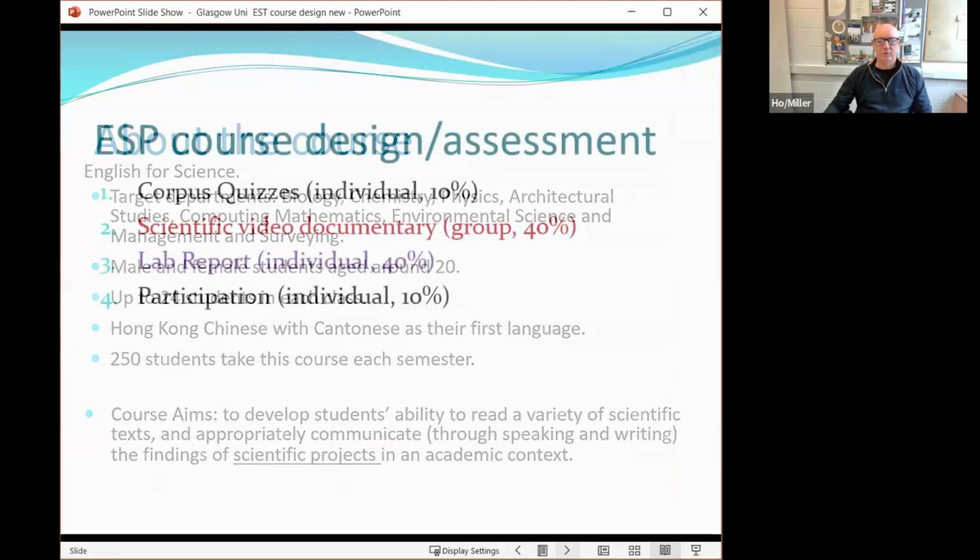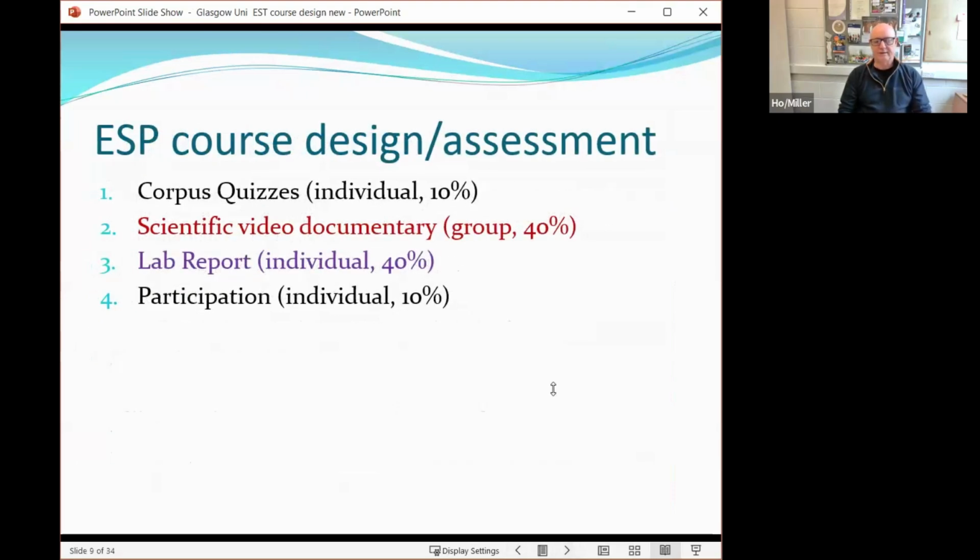So this explains the course in some way just by looking at the assessment of the course. In red here, we've got the scientific video documentary, which was 40% of the course grade, and then a lab report, an individual piece of work, which was 40%. And these were the main components of this course.